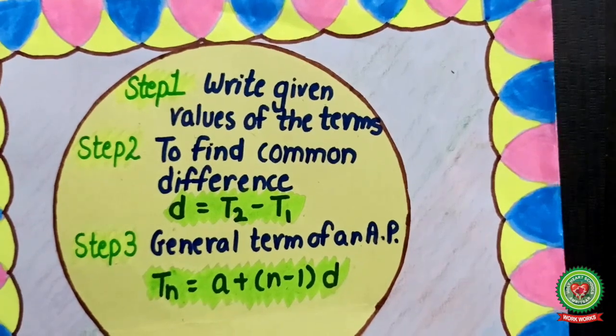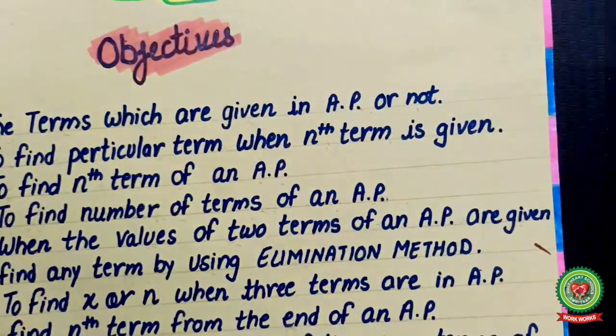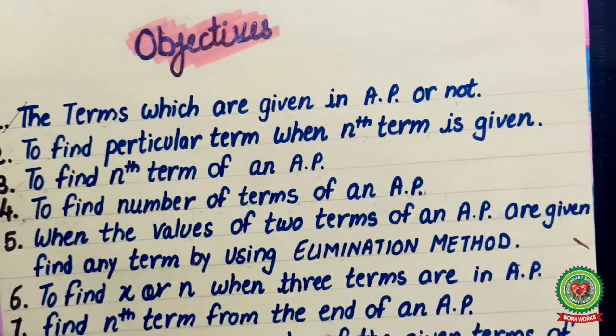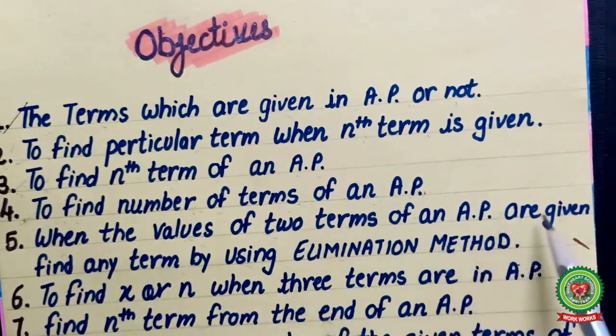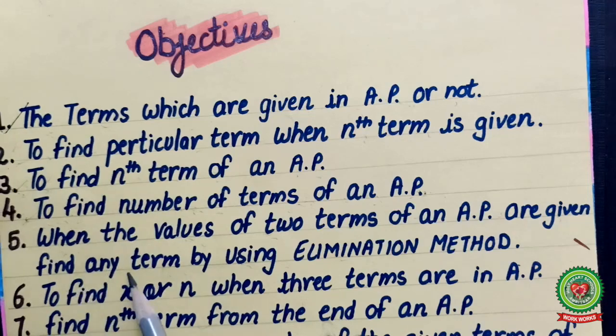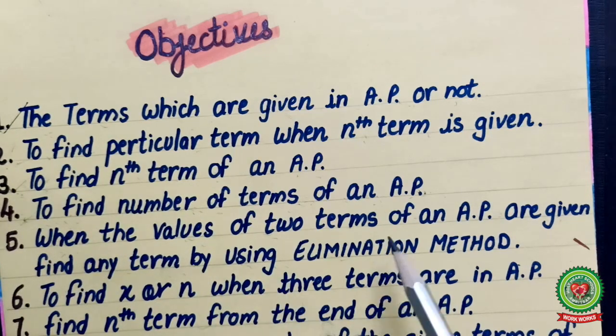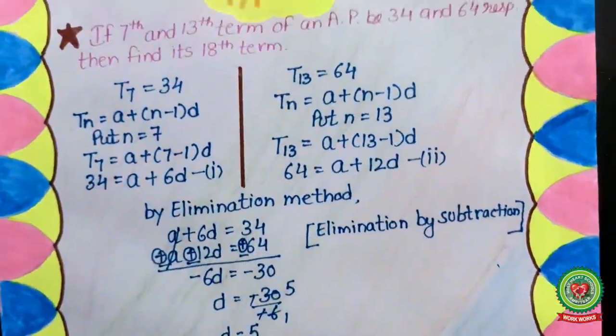Now, today we are continuing with the next objective. Objective number 5: when the values of the two terms of an AP are given, find any term by using elimination method. Now, for this, we have an example.